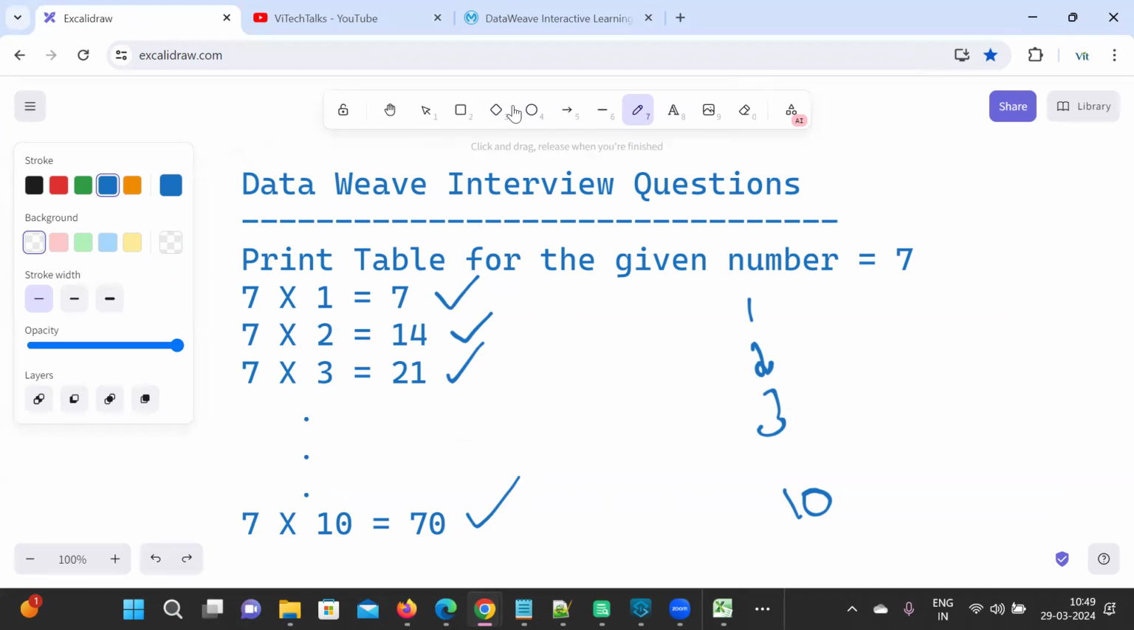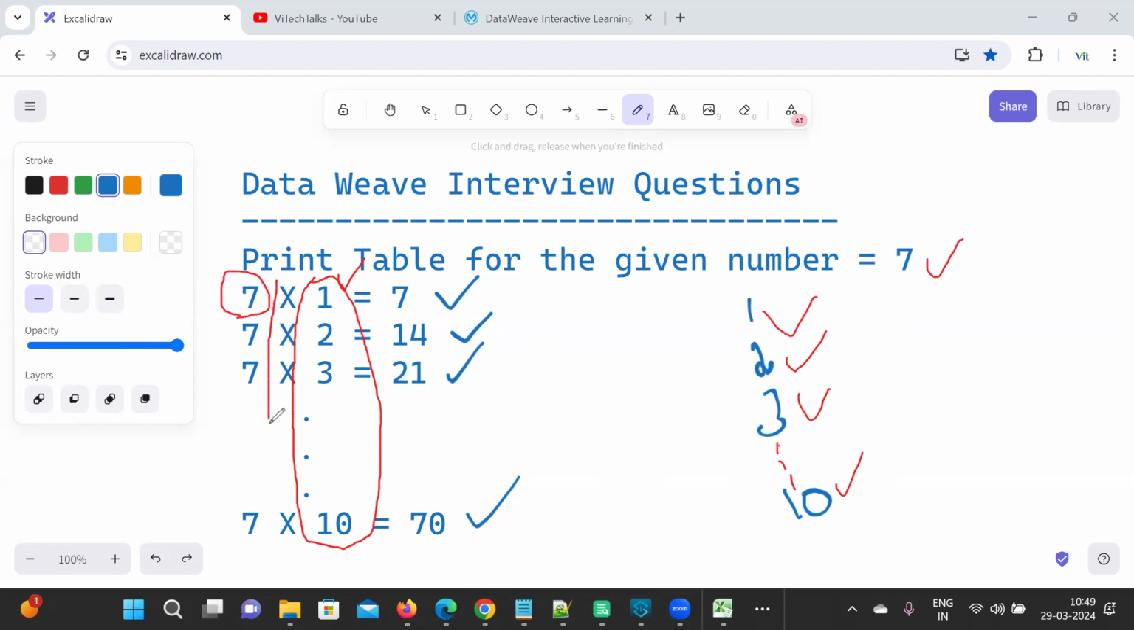In order to solve this problem, first you need to understand how to print the numbers from 1 to 10. This is very important. If you know how to print the numbers from 1 to 10, then it's very easy to build our use case. So 7 is the given number. The multiplication symbol x is constant and the equal to is constant. Now this is the number and this is the value, suppose n into i.